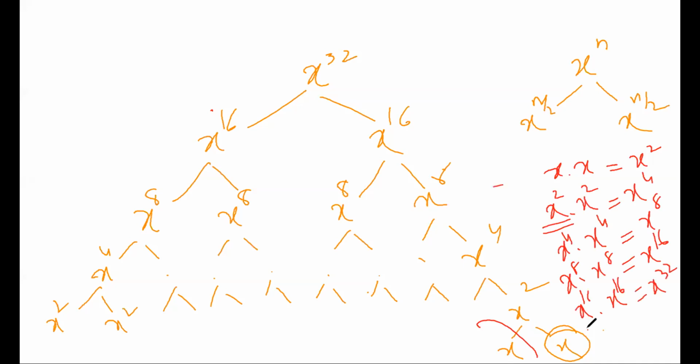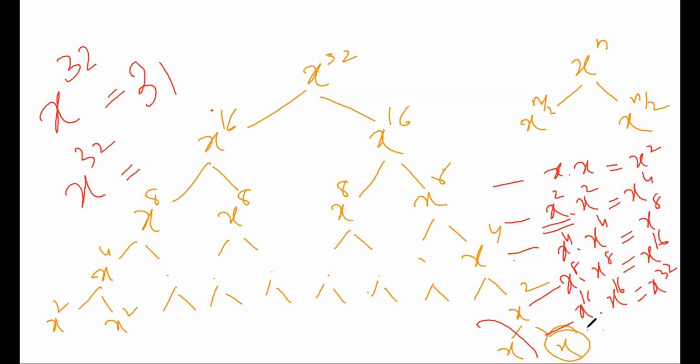So if you see, 1, 2, 3, 4 and 5 multiplications, instead of 31 multiplications, this way we are just having 5 multiplications. The number of multiplications is equal to the height of the tree. What is the height of the tree? It is log n, right? Because it's a binary tree.